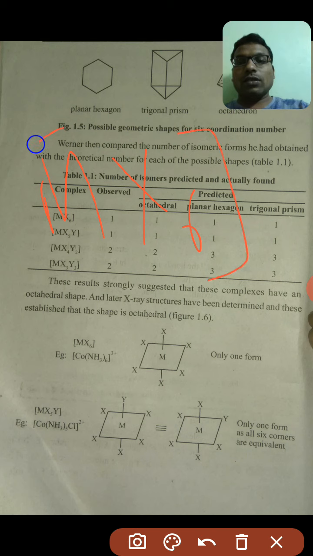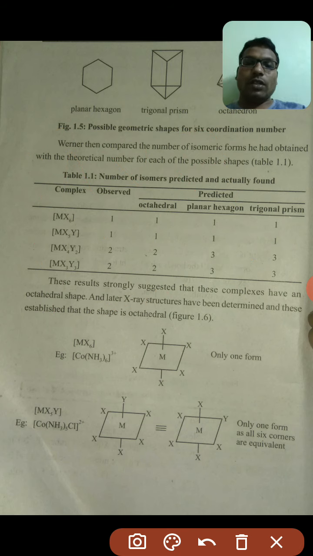So MX6, this is nothing but what? The coordination number is 6, and the structure of this complex is octahedral. So in this we can see only one form. Instead of writing MX6, we can write MX5Y, where one of the X ligands is replaced with a Y ligand. So here also we can write only one form.